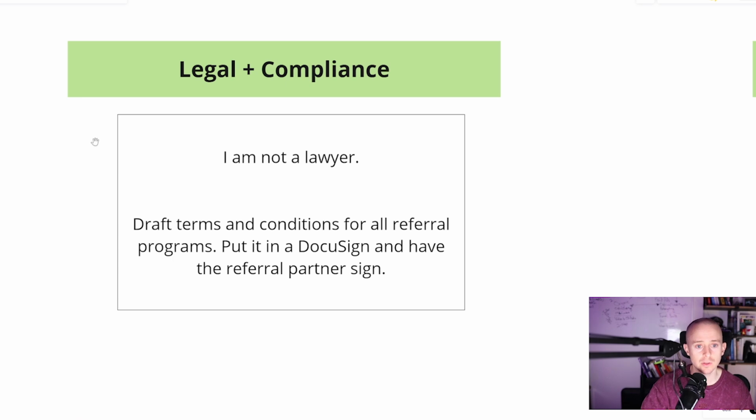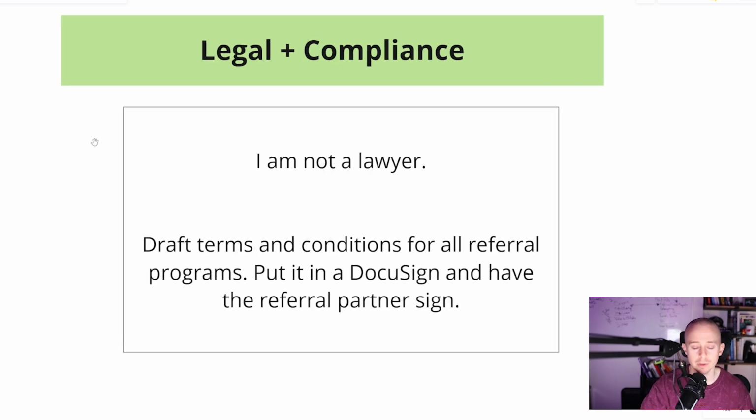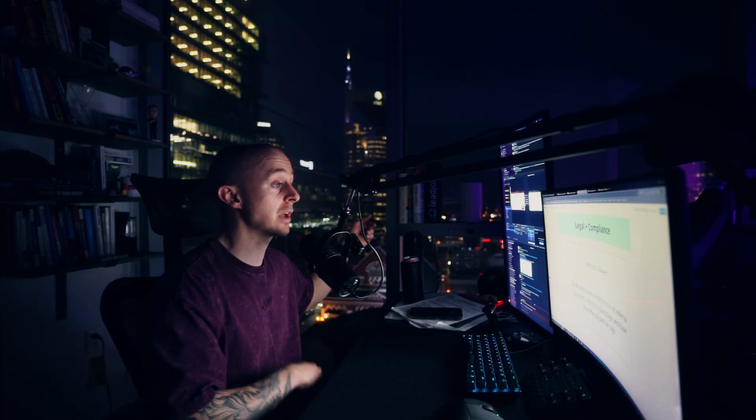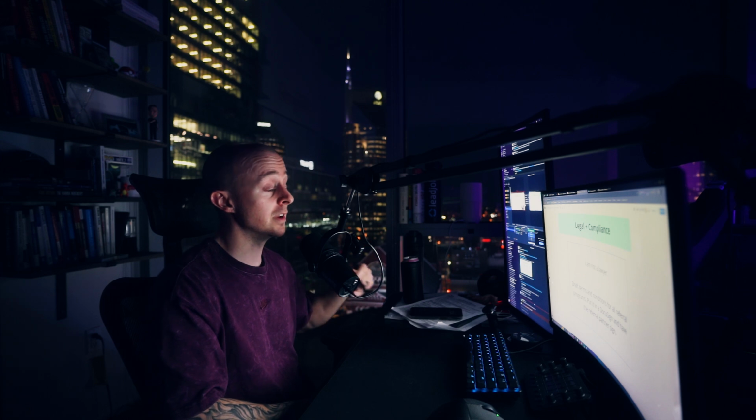Now, on the legal and compliance side, I am not a lawyer by any means. Do not listen to a word I have to say right now. This is 100% not legal advice, but there should be some sort of drafted terms and conditions for all referral programs. Okay, put it in a DocuSign, have the referral partner sign it. Basically, it's protection on both sides of like, hey, if you guys land deals, this is what the payment structure looks like. Okay, everything that we've kind of covered up to this point into a contract.